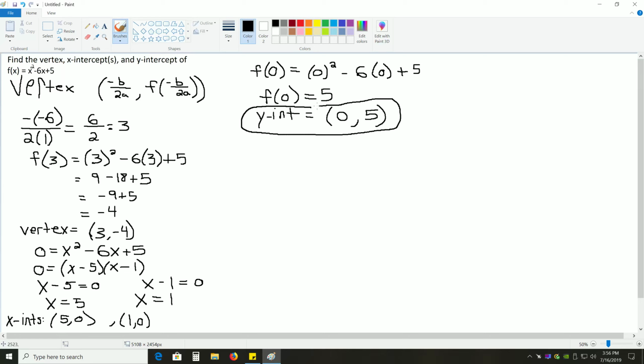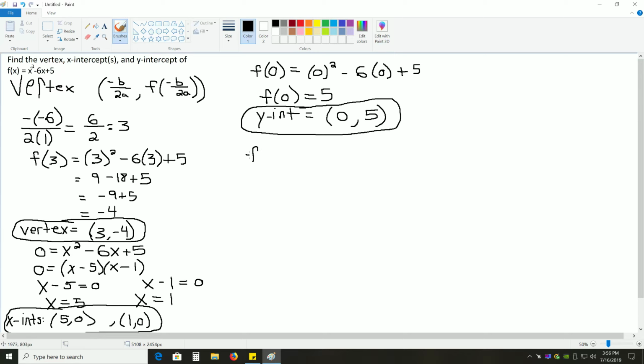Okay, so this is all the information that we were looking for. The vertex, the y-intercept, and the x-intercepts. But this is only one of the ways that we can go about solving for all of this. The other way is by completing the square. And it might seem annoying to have to go through completing the square when you can just memorize this formula, but it does have its uses. So we'll go through that process.